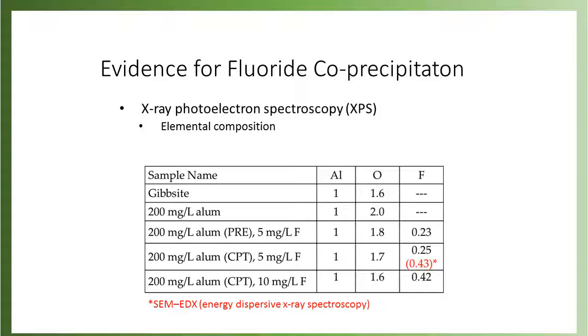Furthermore, if we look at X-ray photoelectron spectroscopy results, what these numbers represent here are elemental composition. What we see is if we move from just the alum case to alum with fluoride and even more fluoride, aluminum to oxygen ratios are decreasing and fluoride ratios are increasing, suggesting that these fluorine ions are possibly replacing hydroxyl ions in the solid. Even more so if we compare that to SEM EDX data, which actually has a deeper penetration depth than XPS, we see an even larger value, suggesting that there is fluoride deep within the bulk precipitate. Fluoride is co-precipitating.